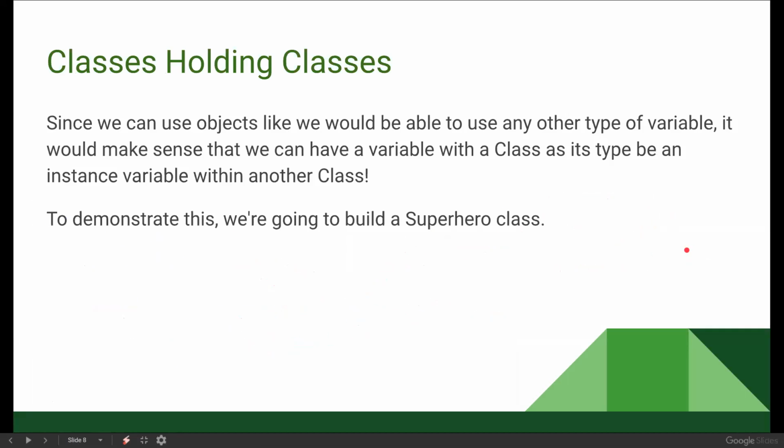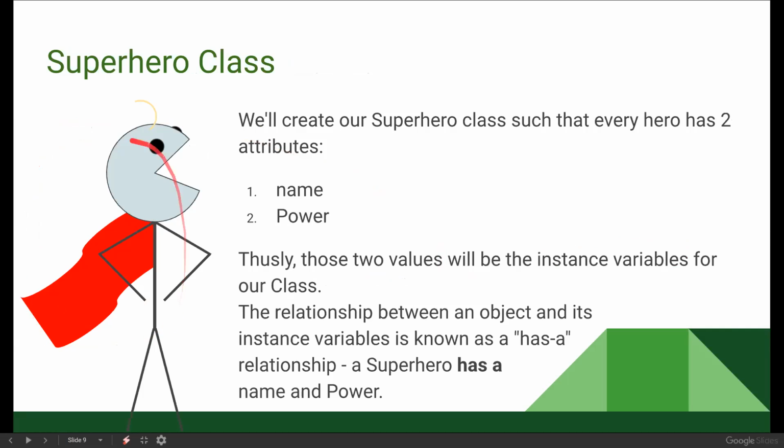Now, since we can use objects just like we can use basically any other type of variable, it makes sense that we can have variables within our classes have a class as their type. We can have our instance variables be objects. And to demonstrate this, we're going to build a superhero class. So we have our wonderful superhero here. We're going to create a superhero class such that every hero has 2 different attributes. They've got a name and they have a superpower. So those 2 values are going to be our instance variables for our class.